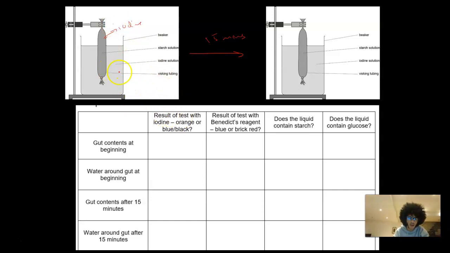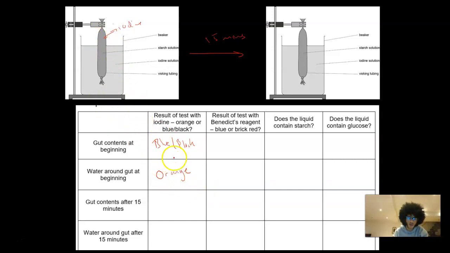Now, if you think about it, at the beginning, inside the gut, if I put iodine inside there, it would be blue-black. The reason for that is because it's full of starch, so it's going to turn blue-black in the presence of iodine, as you may have learned from food tests before. And then the water around it, the iodine there will be orange because there's no starch inside here.